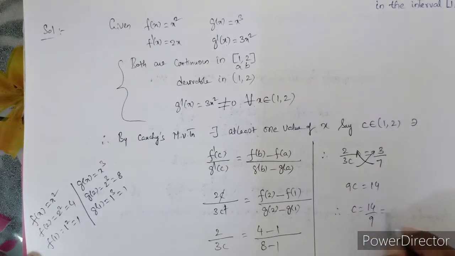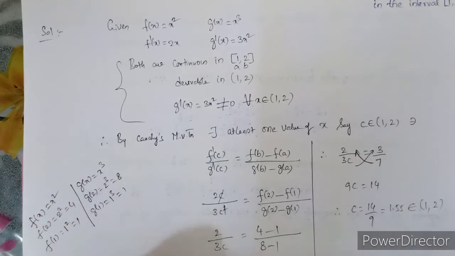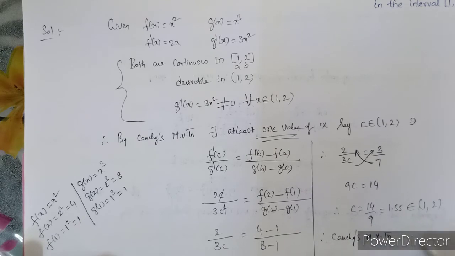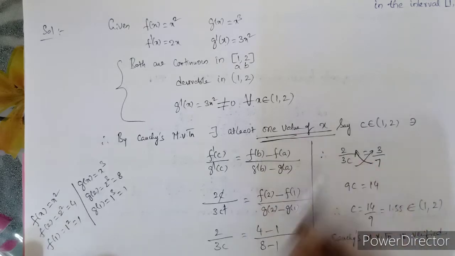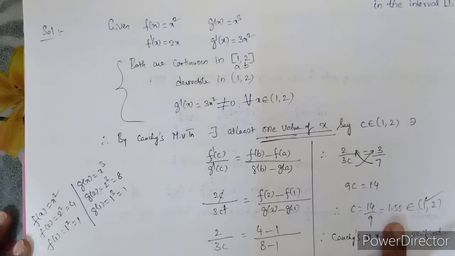Approximately this value is 1.555, a non-recurring decimal. Obviously, this belongs to the open interval 1 comma 2. This value lies in between 1 and 2. Therefore, there exists at least one value. Therefore, Cauchy mean value theorem is verified. We must get at least one value of x, one value or more than one value in this open interval. So we got one value, that is 1.55 in this open interval. So Cauchy mean value theorem is verified.